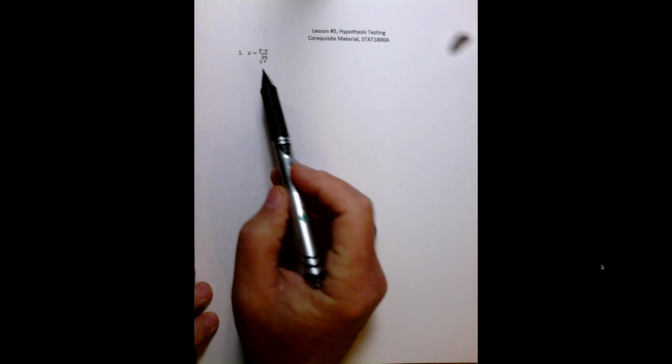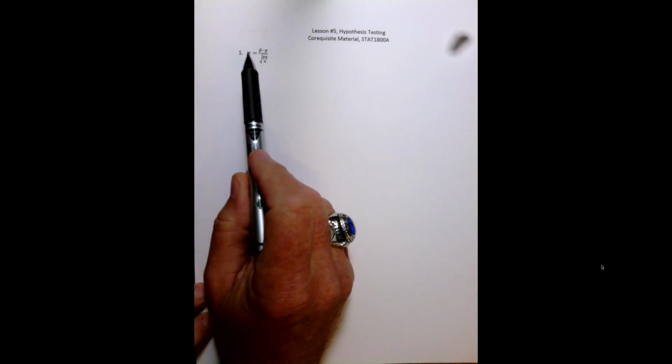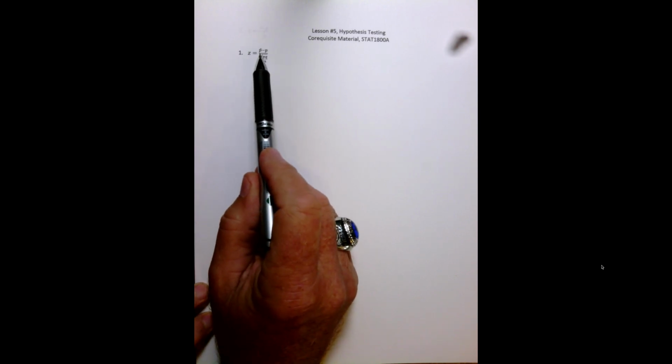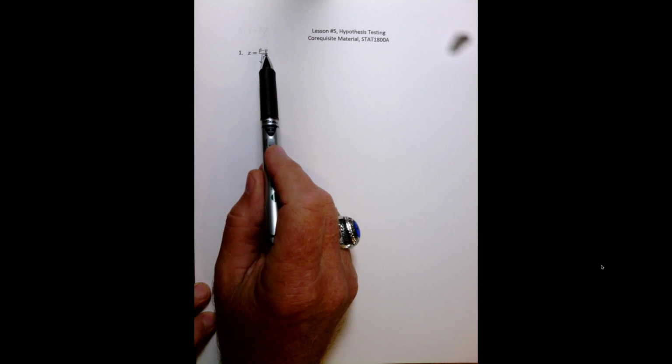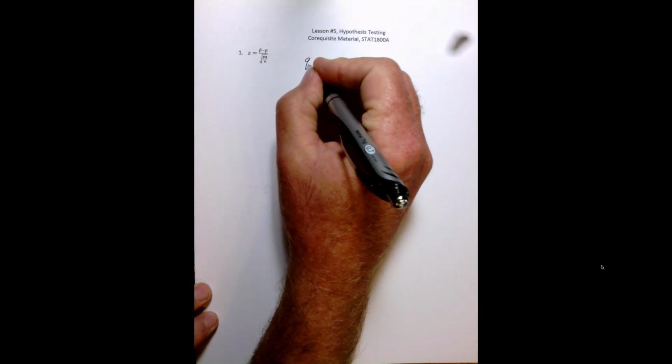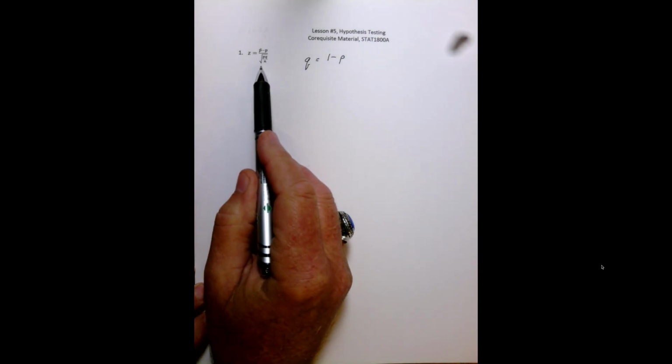Okay, this is lesson number 5, hypothesis testing, one sample, the co-req material. What I want to cover in this video is what we call a test statistic in hypothesis testing. This will be a Z statistic, and it has the notation p hat, which we should know by now is the sample proportion. P is the population proportion. Q in this case is just 1 minus P. And then of course n is just the sample size.